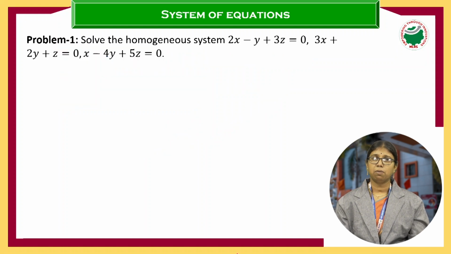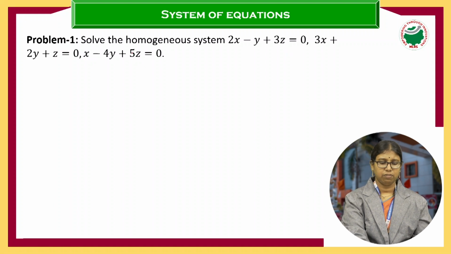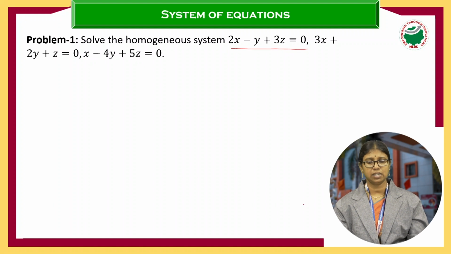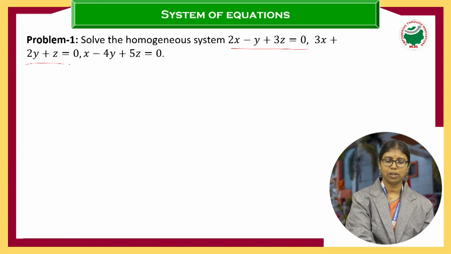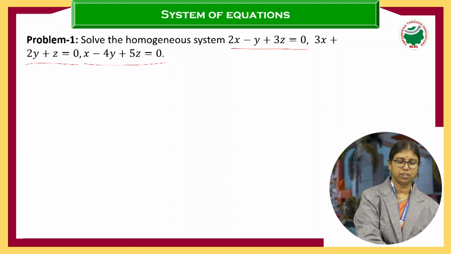So let us see one problem on a homogeneous system. Here we have to solve this homogeneous system of equations: 2x minus y plus 3z equal to 0, 3x plus 2y plus z equal to 0, x minus 4y plus 5z equal to 0. So first write down the given system of equations.